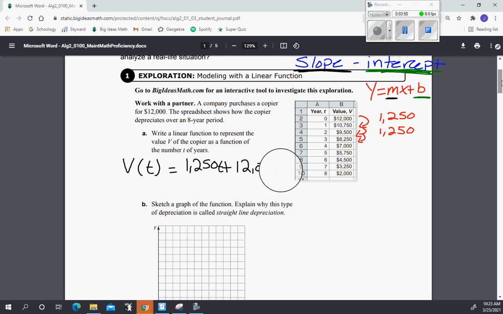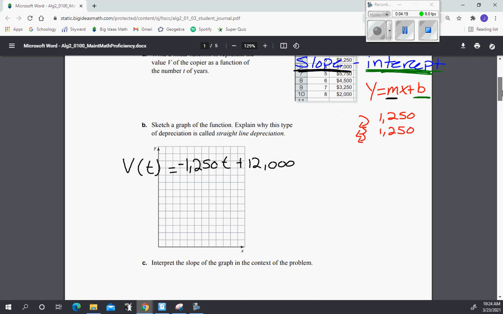That's, make this a little nicer. 1,250 t plus 12,000. Now, is the value going up or down? The value is going down, right? So we're going to have a negative $1,250. And this is kind of a tough problem to start out with. We'll get into it a little more here, down here. I'm just going to move this equation over, because that's what we use in here.